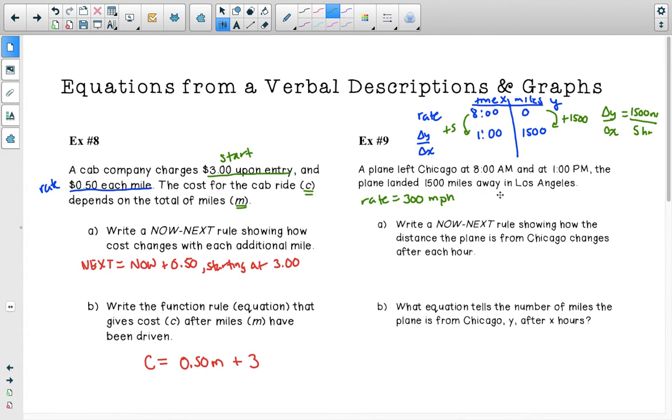So our starting value, again, the starting y value, was at 0 miles because we're starting at Chicago. We have 0 miles. Starting is your y value. So to write a now-next rule, we want to know what our next value is, knowing what our now is.